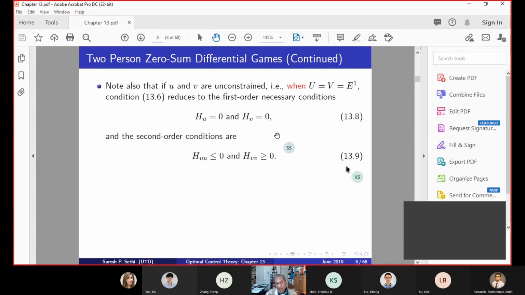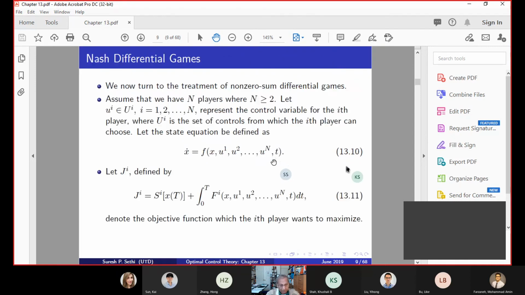And if U and V are unconstrained, with full dimensions of space E1, then we can do the first order condition: Hu equal to 0, Hv equal to 0. But the second order conditions are different. One is maximizing, one is minimizing. So Huu is less than 0 and Hvv is bigger than 0. That's also true in the previous chapter, but the problems are such that most of the time the first order condition gives you the maximum, so we don't usually talk so much about it. But if you write a paper and you have doubt about it, then you may have to talk about that.